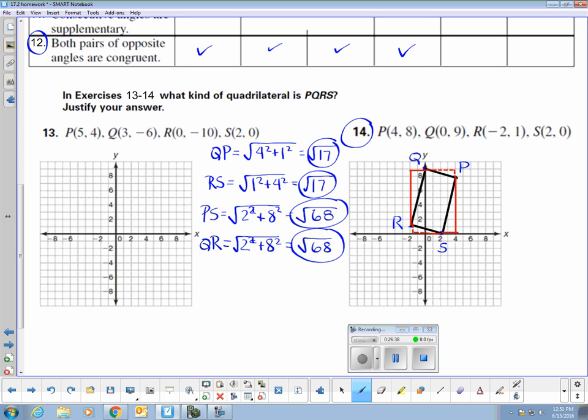Now we're going to see if it is a rectangle. So I need to determine if the slopes are opposite reciprocals. So we're going to begin with the slope of QP. All right, so here's Q and here's P. So 4 minus negative 6 is 4 plus 6. And 5 minus 3 is my difference in my y values, which gives me 10 over 2, or 5.